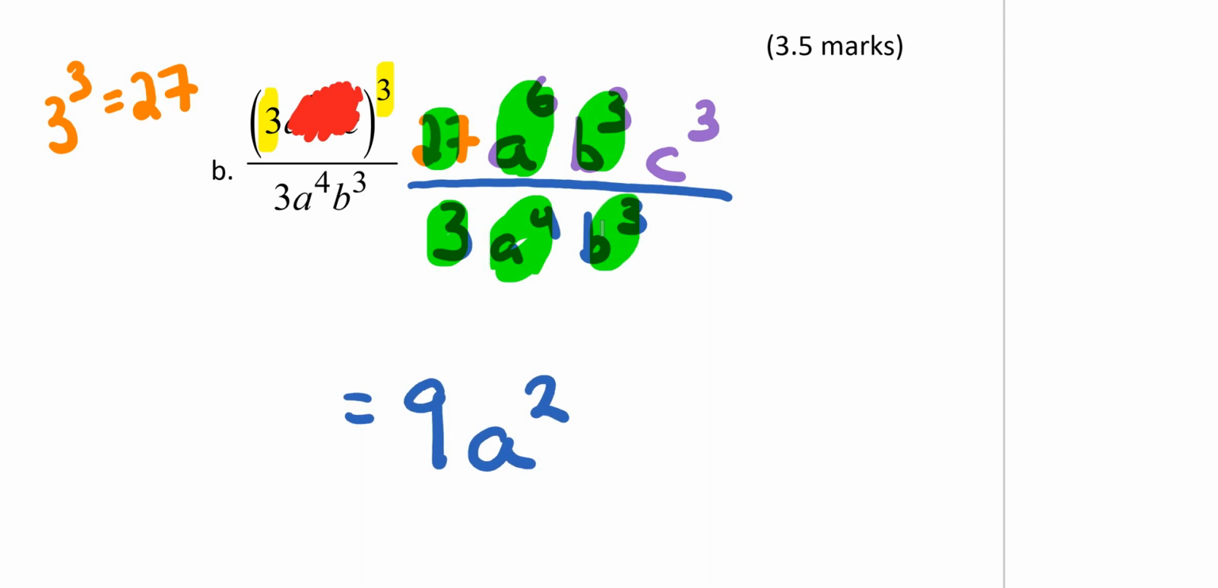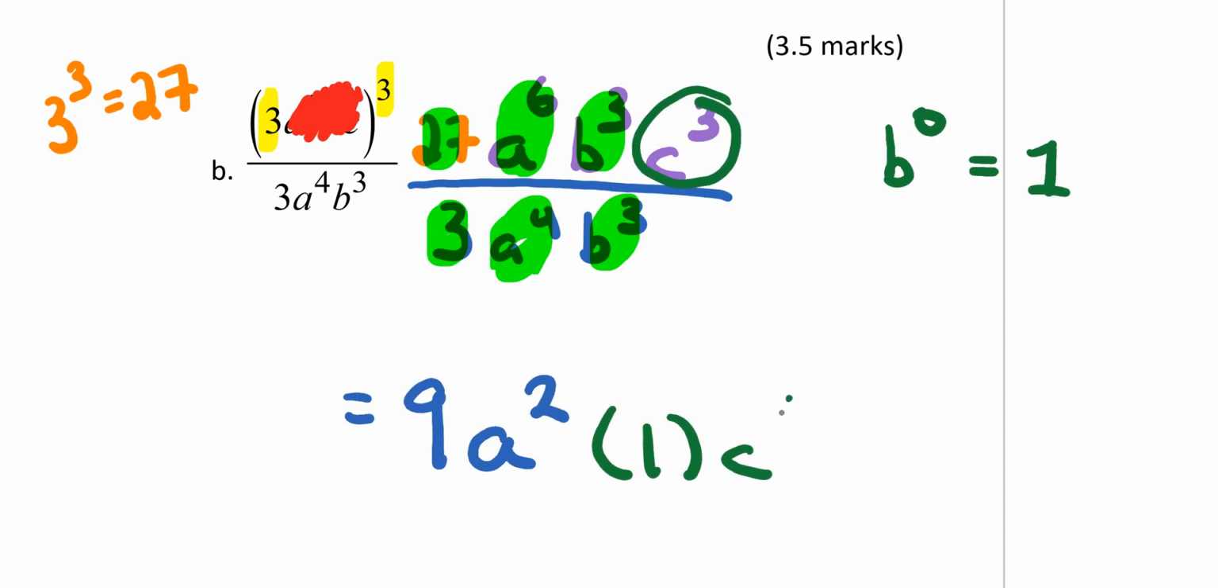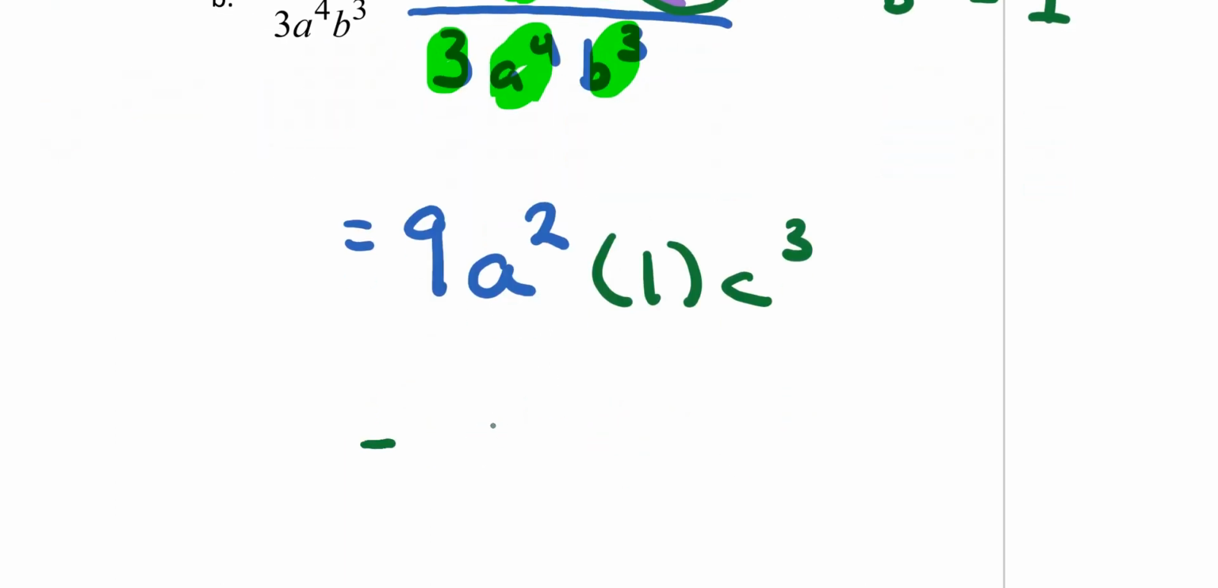Now, if it's the same thing over the same thing, that's 1, right? Or if you subtract the powers, 3 minus 3 is 0, so b to the power 0. Well, anything to the power 0 is just going to be a 1. So if you want to put a 1 here, you can. And then finally, you have a c3 there by itself. And the way I would write this is just 9a squared c3. So there's your final answer if you write it all out.